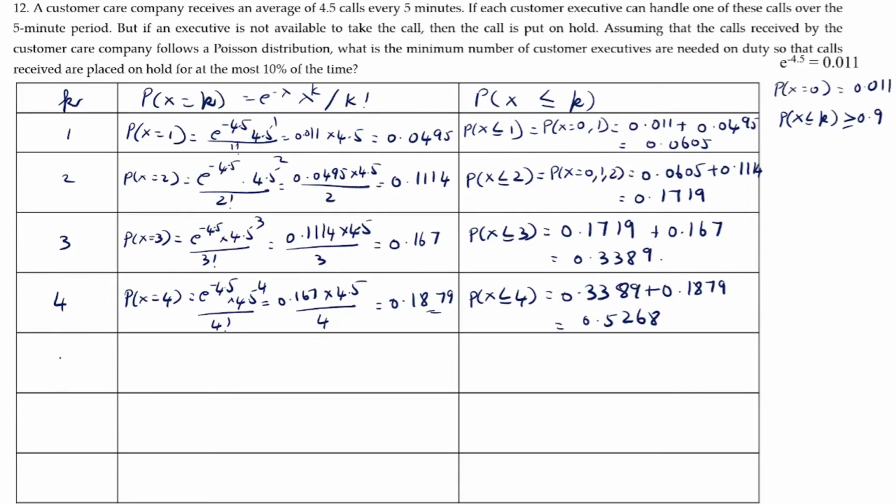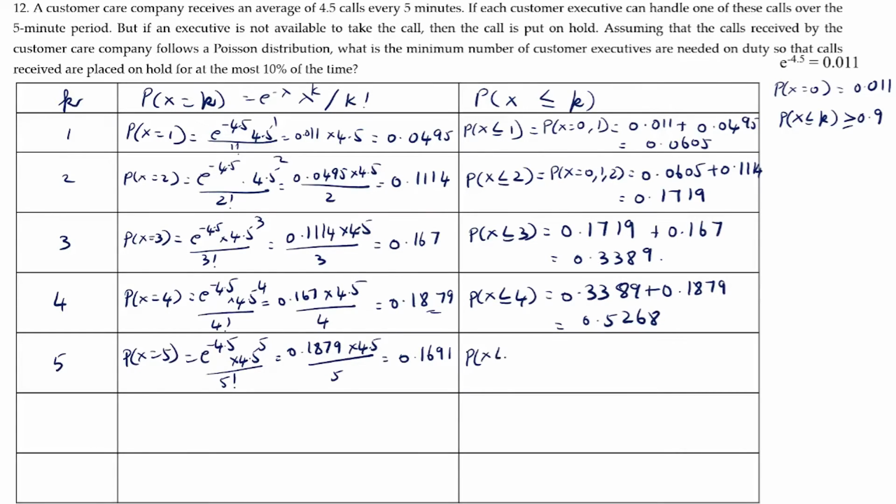Now, let us try for k equal to 5. Probability of x equal to 5 is e raised to minus 4.5, 4.5 raised to 5 by 5 factorial. The value for this, we have got 0.1879. So, it will be 0.1879 into 4.5 by 5. So, this comes out to be 0.1691.